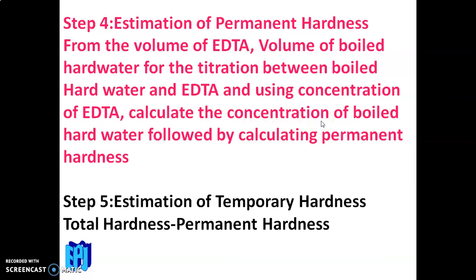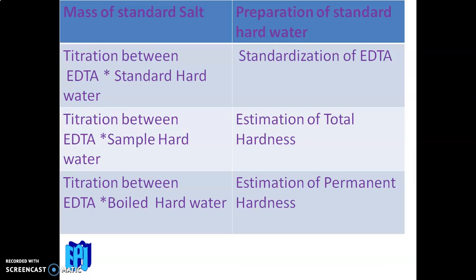And the fifth step is estimation of temporary hardness, that is calculated by using a simple equation: total hardness minus permanent hardness. So dear students, just learn by heart or just understand this table.